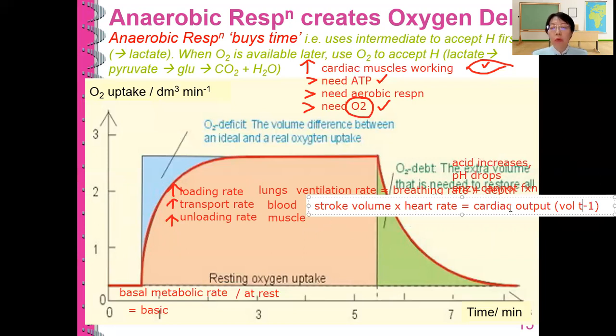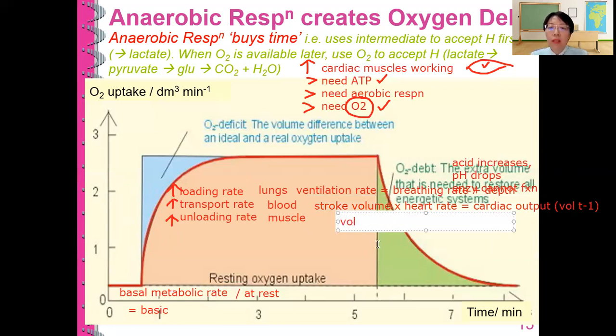Okay. So cardiac output is equal to stroke volume times heart rate, because stroke volume is how much volume per stroke, whereas heart rate is how many beats per time. Right, so you put both together, beat and beat cancel off, it gives you volume per time. So both breathing rate, ventilation will increase, and also cardiac output will increase. So that will increase loading rate and transportation rate.